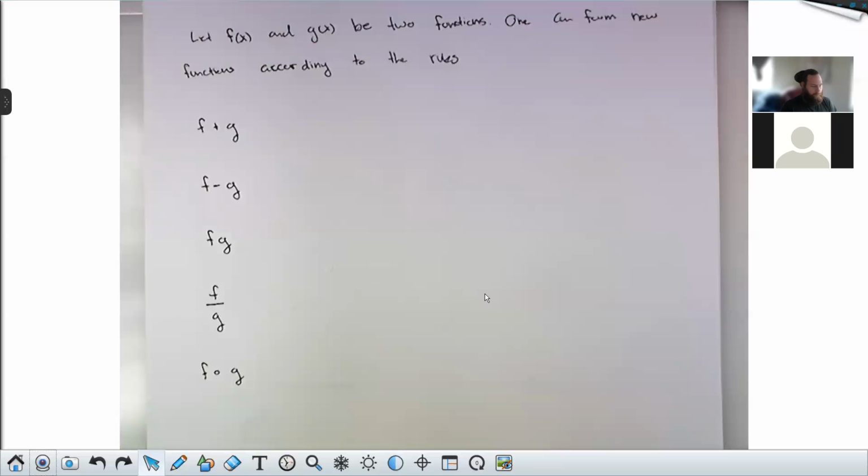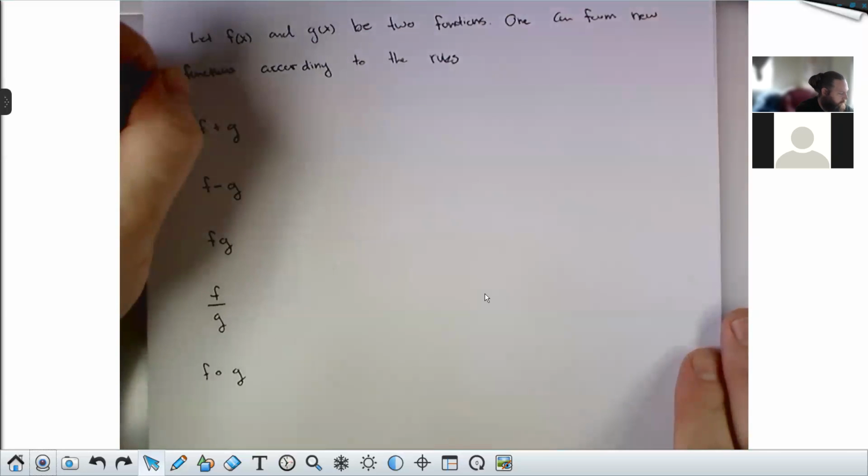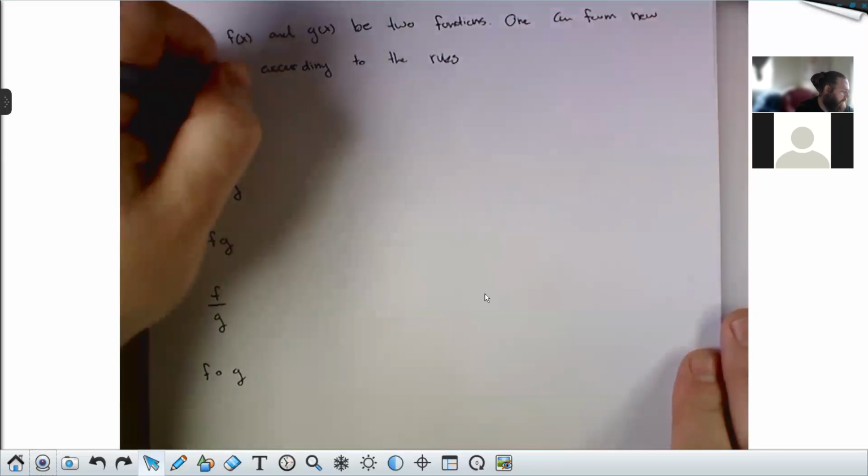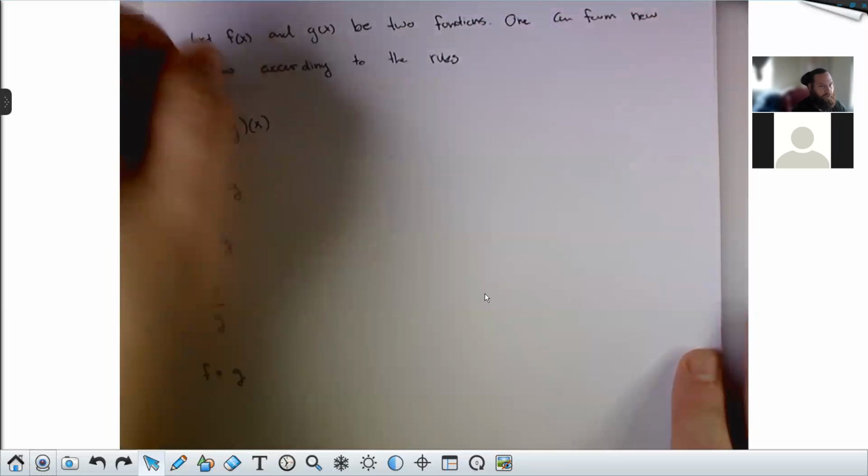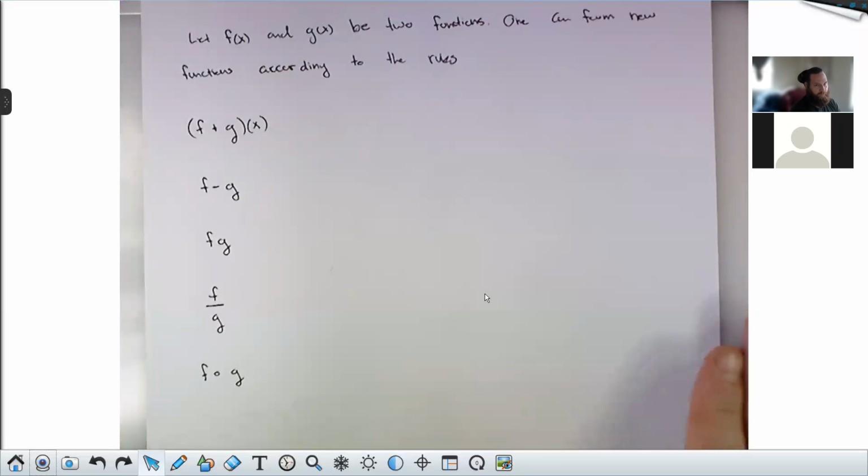So what's the rule? Well, if I want to form the new function that I choose to call f plus g, the only way it makes sense to do that is to say that f plus g of x. So this is the function notation that we're familiar with, right? Just like f of x here is the output associated with the function f when fed the input x. This notation with the parentheses is the same thing, not multiplication. This is not f plus g times x. This is the output that you get from the function f plus g when you feed it the input x.